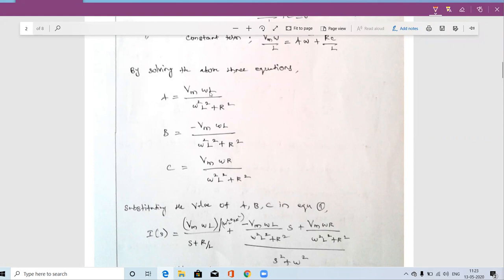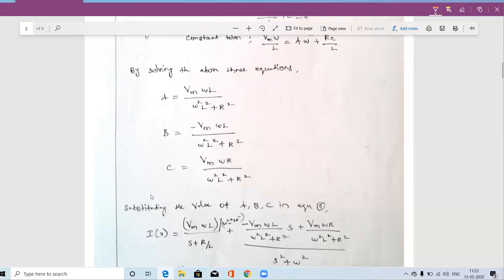இங்க வந்து omega Lக்கு பதிலாக இங்க omega R இருக்கு, அவ்வளவுதான். Okay, easy ஆ ஞாபகம் வச்சுக்கலாமா? So A and B same answer, this is plus, this is minus. Okay, C value vandu instead of this L there is a R. Okay, so this is the coefficient A, B, C, correct?